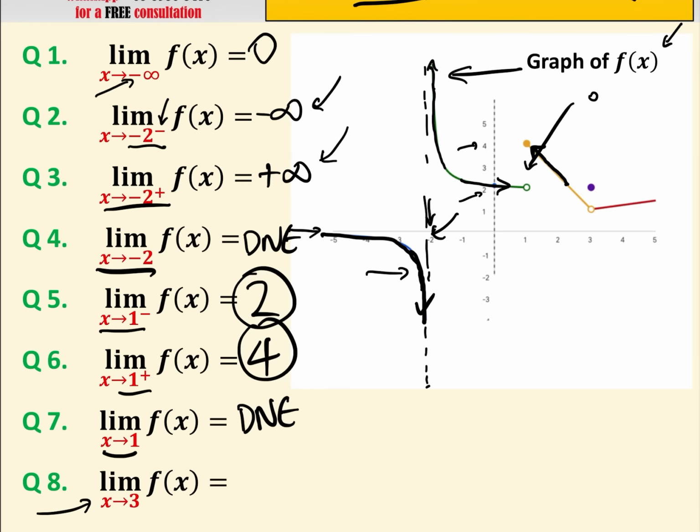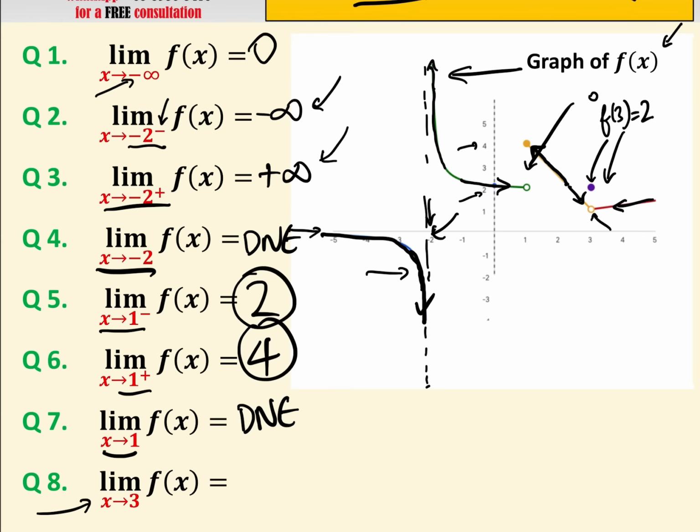The limit as x approaches 3. Here's 3 here. Now we can see that there is an open circle here, meaning that the function at 3 is actually this purple number here. So f of 3 is actually equal to 2, not that the question asks us that. So basically, let's have a look. The limit as we approach 3 from the left is 1. The limit as we approach 3 from the right is also 1.